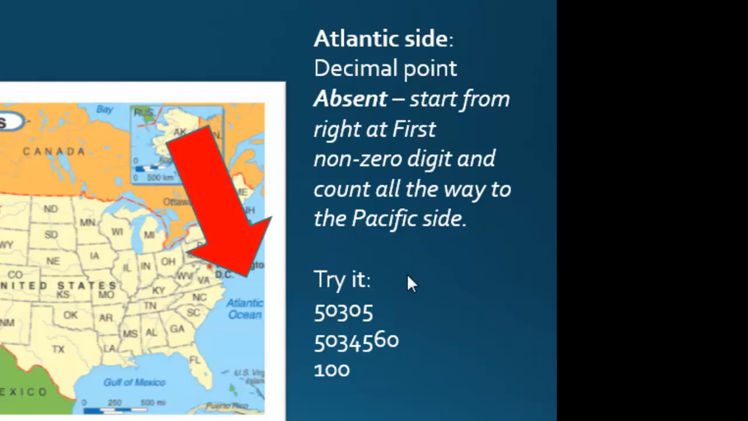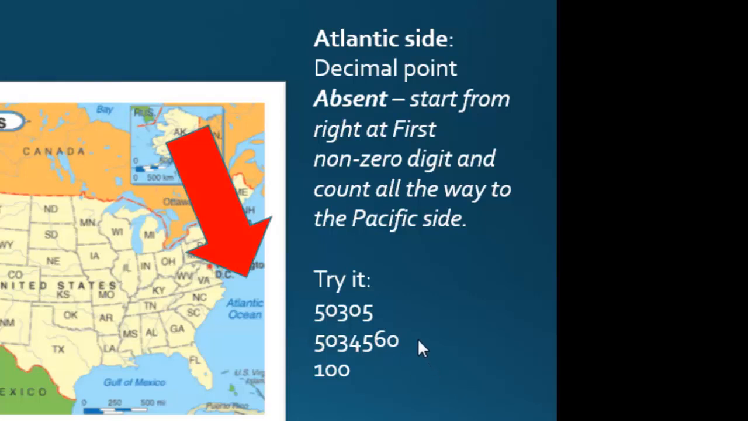If I look at the first number that I have here, there's no decimal, so I start on the right at the first non-zero digit, which is this 5, and then I count all the way over to the left of the number. That would be 5 significant digits. Well, that one's pretty easy because there weren't sort of tricky zeros at the end or the beginning.